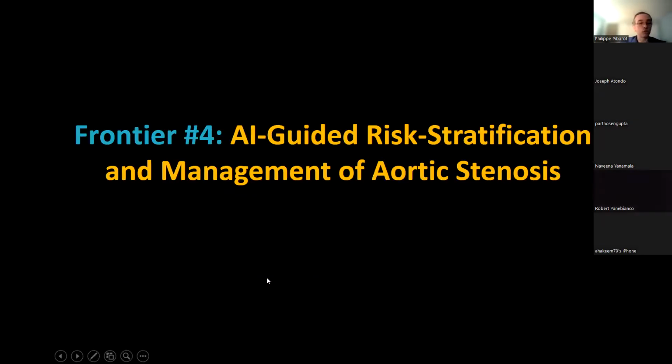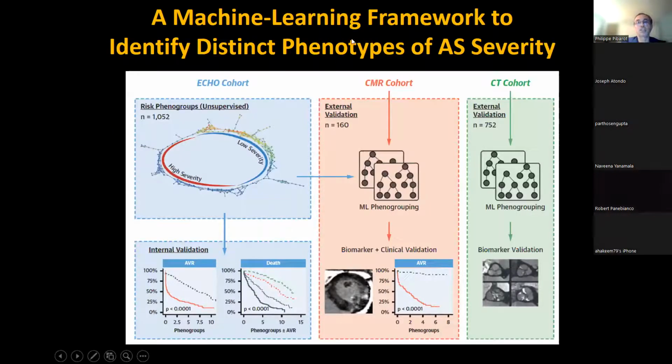So the last frontier I would like to discuss in the next 5 minutes is something that I think would be very exciting, especially for Dr. Sengupta, which is the AI-guided risk stratification and management of aortic stenosis. I think artificial intelligence could have an important contribution. It's maybe a bit futuristic, but the future is close, I can tell you. This is a paper and a collaboration that we had with Pibarot and his group. And this was really a very efficient collaboration.